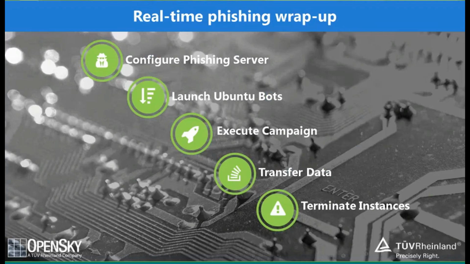So to wrap up this scenario, this is a list of what we still have to do. We've launched our phishing server, and we need to configure our server with the domain and certificate. Then we use a second pre-configured AMI to launch 5 instances. I guess I'll call that our Ubuntu bot, that attacker box that we saw in the demo. You can launch all 5 of those with just one click. At that point, we can execute the campaign.